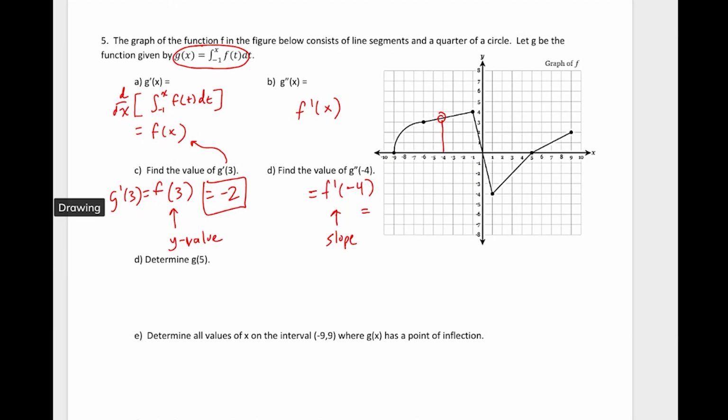So let's just take a closer look at that segment there. It looks like we've got a rise of 1. That's my delta y, or my change in y. And then my run is 1, 2, 3, 4, 5. That's my delta x, or my change in x. So the slope, which is rise over run, or delta y over delta x, change in y over change in x, is going to be 1/5.